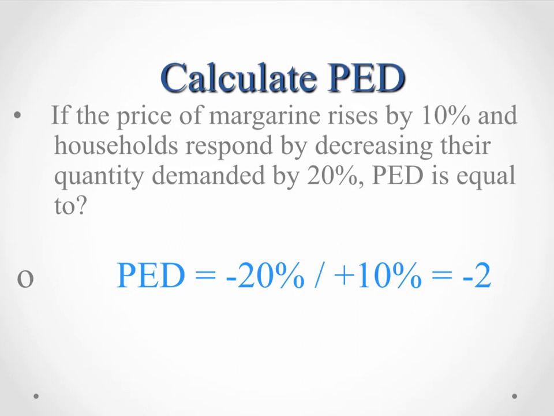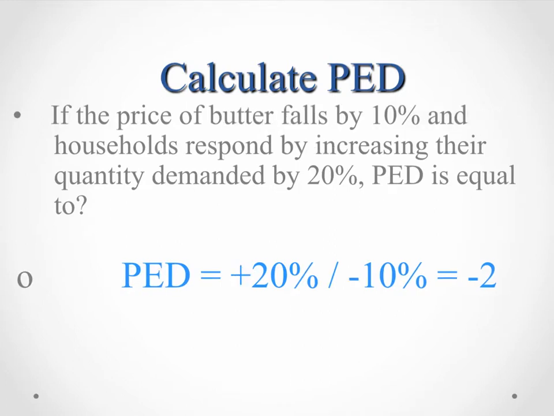If the price of margarine rises by 10% and households respond by decreasing their quantity demanded by 20%, PED is equal to negative 2. However, if the price of butter falls by 10% and households respond by increasing their quantity demanded by 20%, PED is also equal to negative 2.